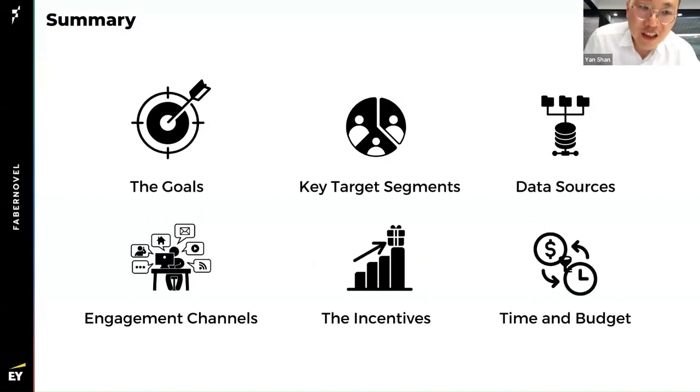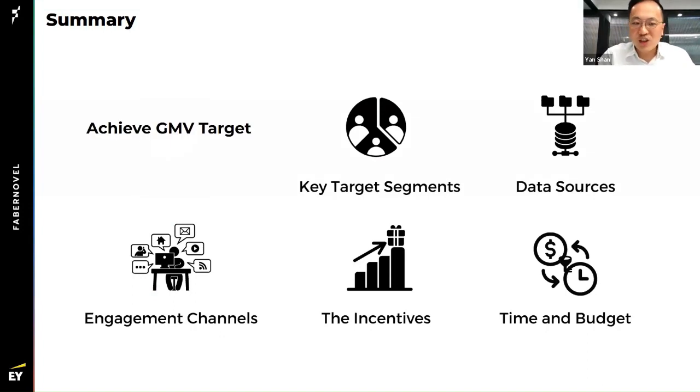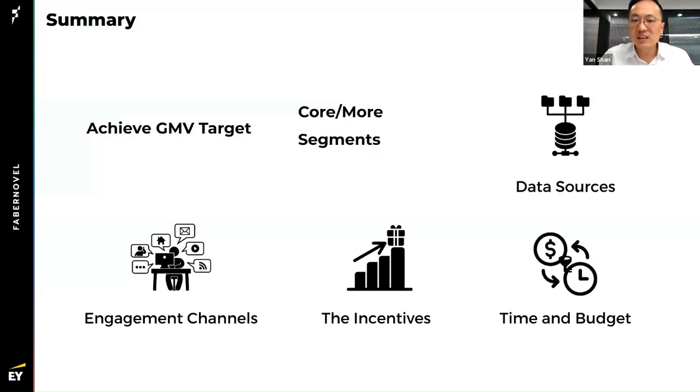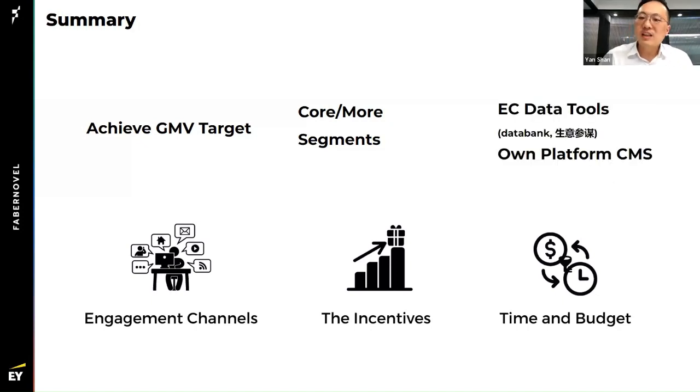Okay, so just a quick summary on the EC side. Back to the key drivers, right? First of all, we have the goals. With the EC environment, the goal is normally just to achieve the GMV target. It's highly focused, with all the data ready. And then with the key target segments, we are targeting the core group and the more group, these two segments. And the data sources, in most cases, will be EC data tools, for example, Data Bank, Shan and the Strategy Center, something like that.